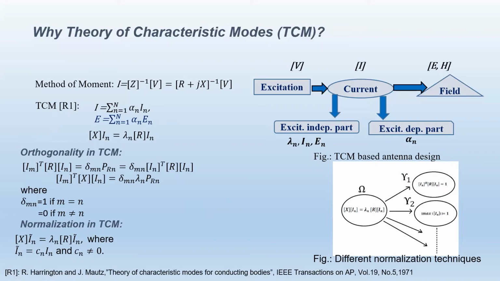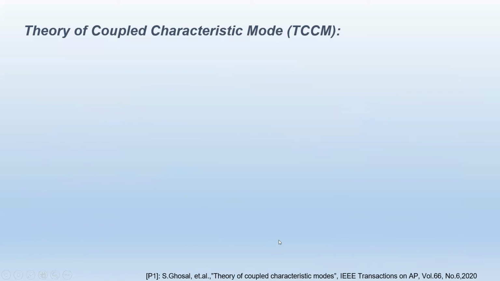So what is the difference for the different cases? If we follow Harrington's normalization, then the modal weighting coefficient will be like this. For all other cases, we have to consider this expression where P is obtained like this. Both will give us the same actual current and field because the scaling is accounted for here itself. Now this goes for the isolated object characteristic modes.